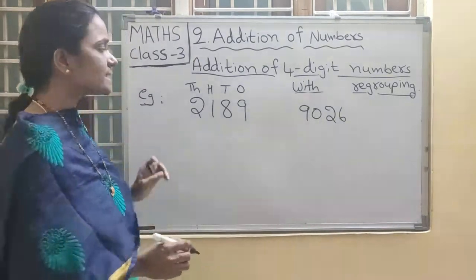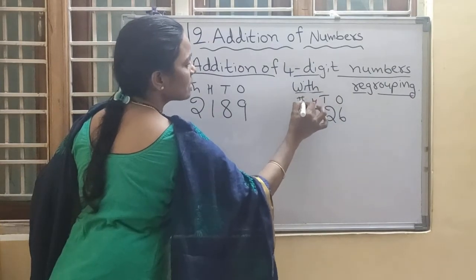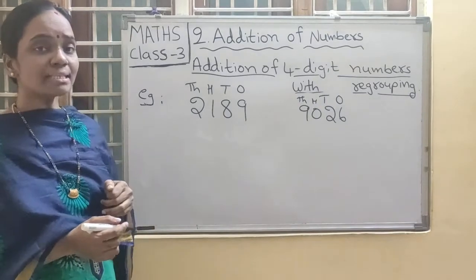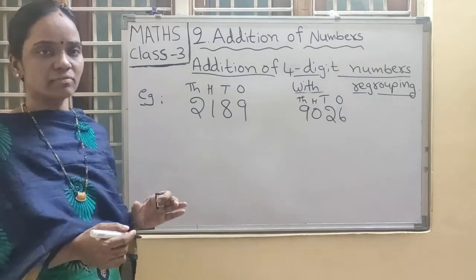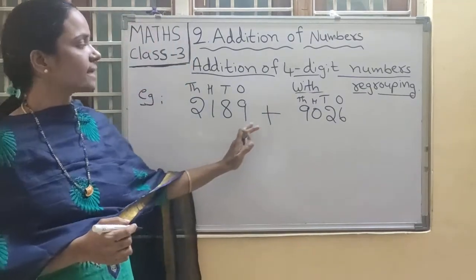9026 is a 4-digit number. What are the places? Ones place, tens place, hundreds place, thousands place. Now we have to add these two numbers. What is the symbol of addition? Add means addition. We have to take addition. So plus is the symbol. Now add these two numbers.